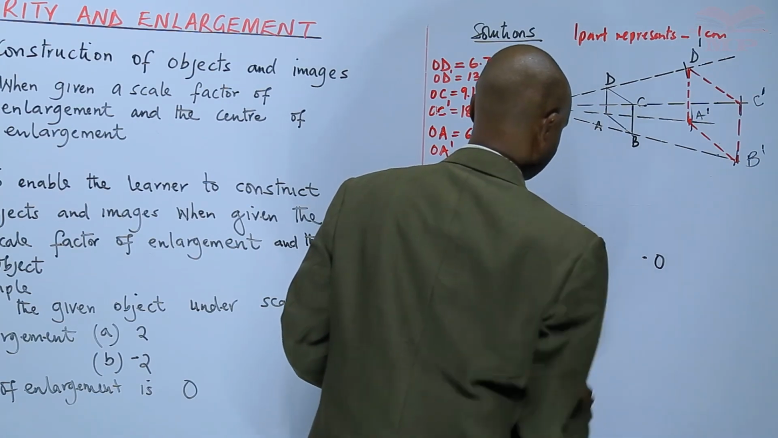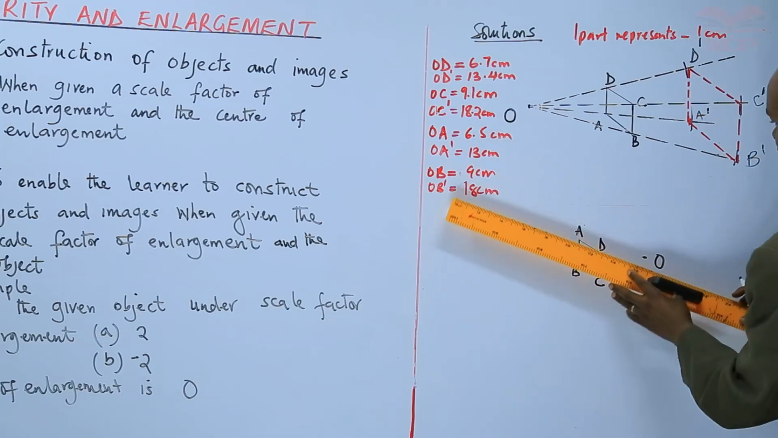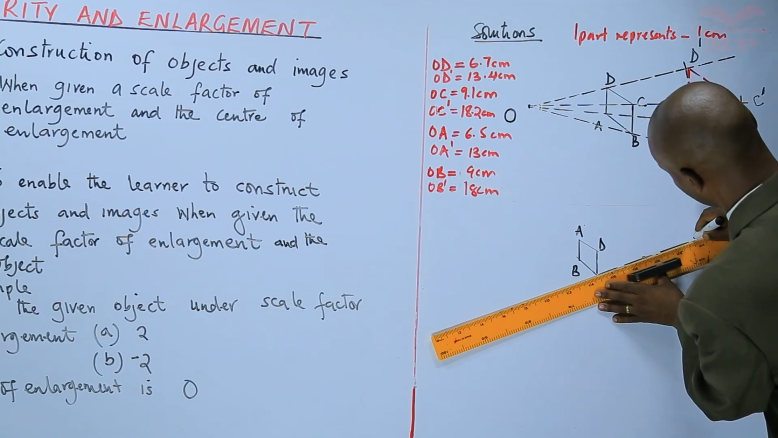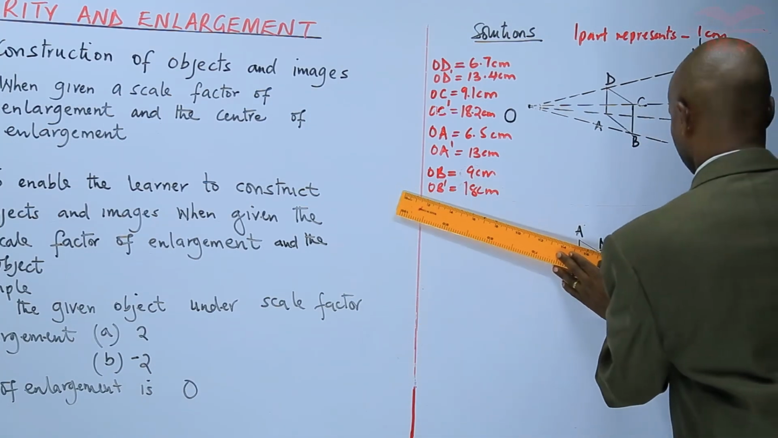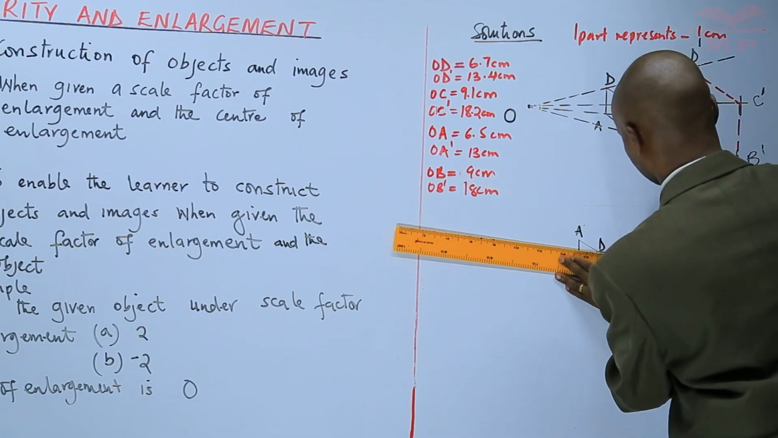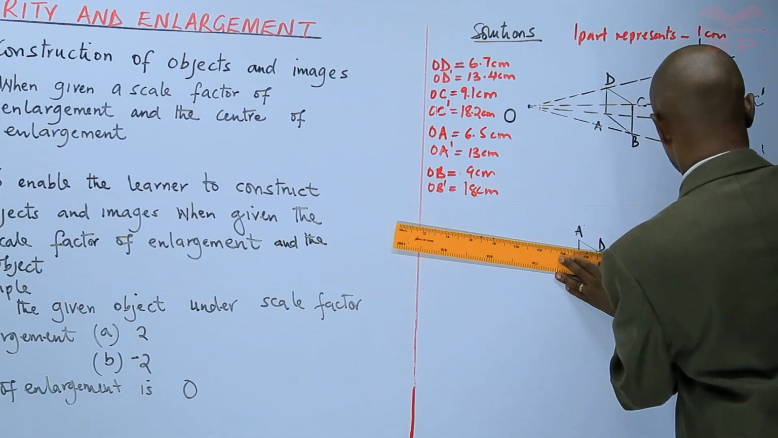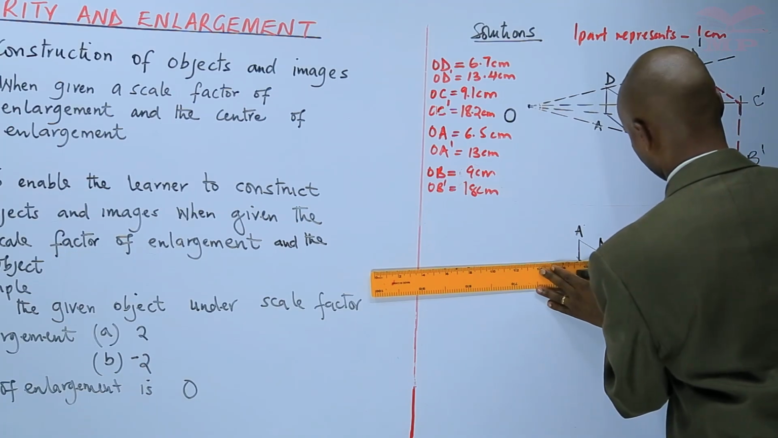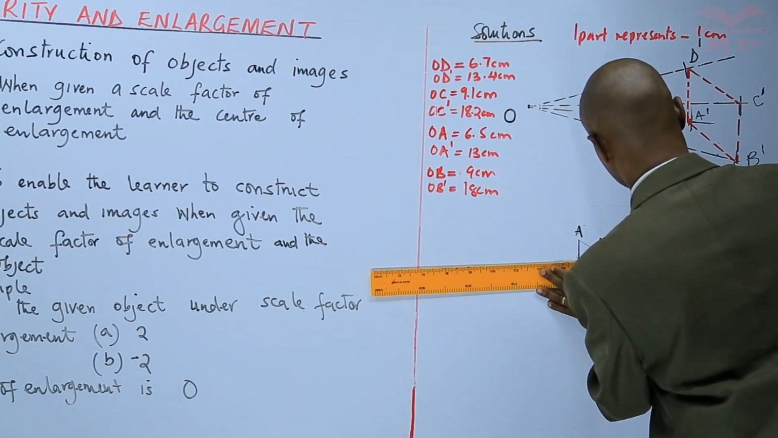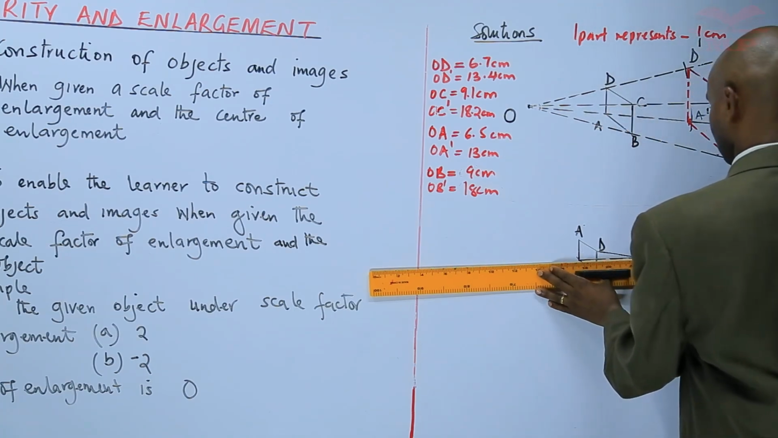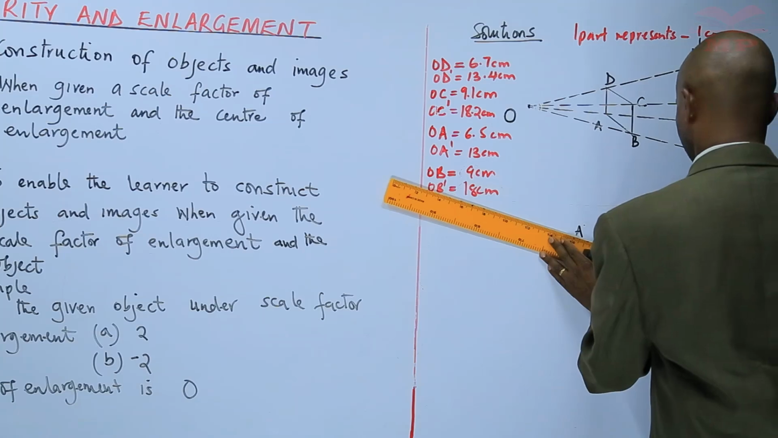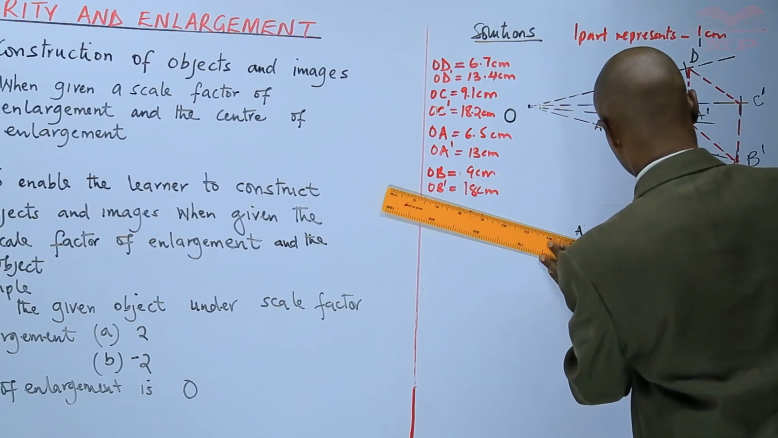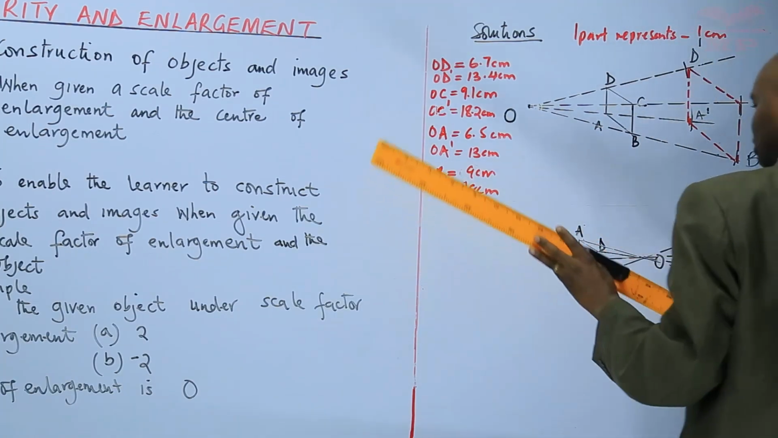you still prolong C through the point of enlargement, D through the point of enlargement, B through the point of enlargement, and A through the same point of enlargement. So we'll just do the same.